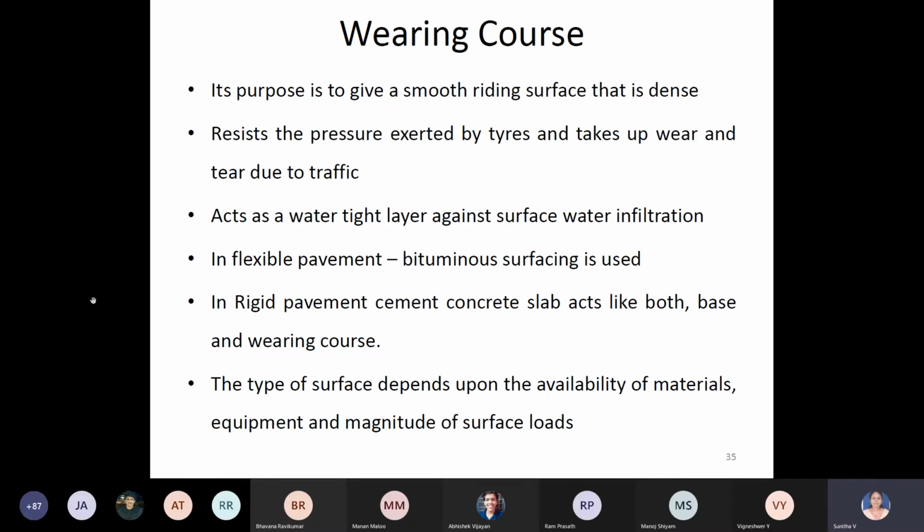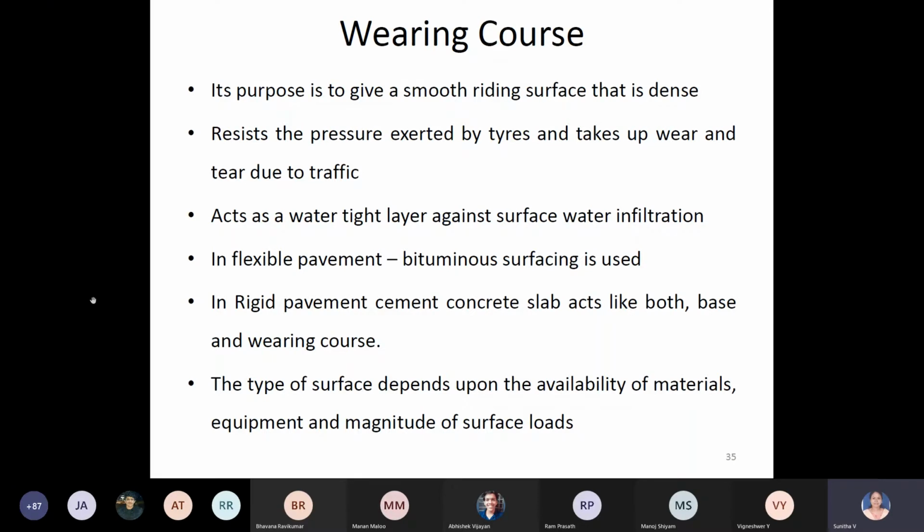So the wearing course, the top course, should have a smooth riding surface. It should resist the pressure exerted by the tires, whatever pressure comes directly onto the wearing course, and it should take up the wear and tear due to traffic also. And we have seen it should be water resistant. It should not allow water to percolate inside, so it should act as a watertight layer against surface water infiltration.